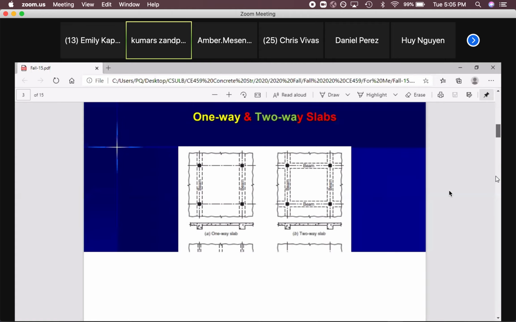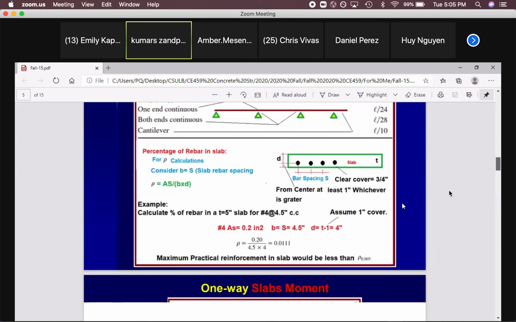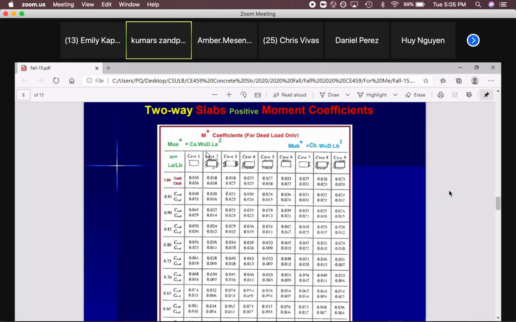Slab tables. As you might remember, positive M has two tables, one for dead load and one for live load. For negative M, we have just one table, and another table is for shear, to find the load on either side of the support. As you might remember, LA and LB: LA is the minimum side of the slab. So if you have 10 by 8, 8 is your LA. LB you need to remember.